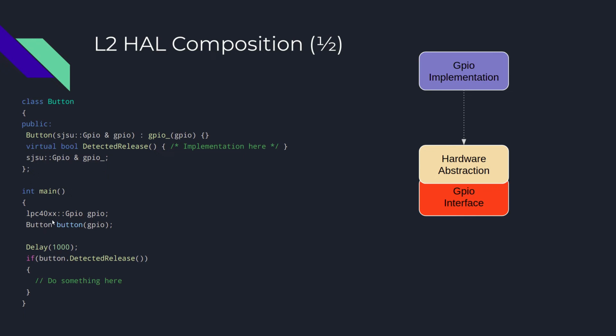We have a little example project or program where we create such an LPC GPIO, and then we pass it over to a button, delay a second, and then we go and ask if the button has detected a release. This can be done in so many different ways, but for the most part, this is a very basic example. And then this diagram just shows that we have some hardware abstraction, in this case button, that contains a GPIO interface as a local variable, and then we pass in a GPIO implementation.